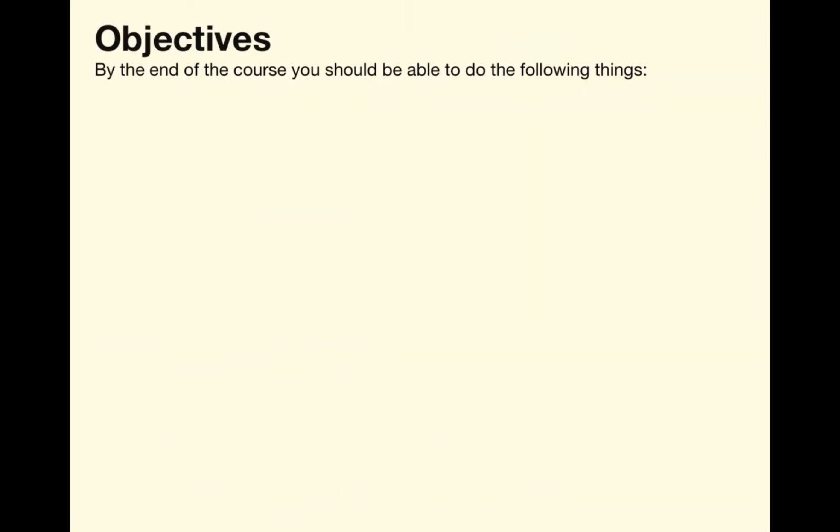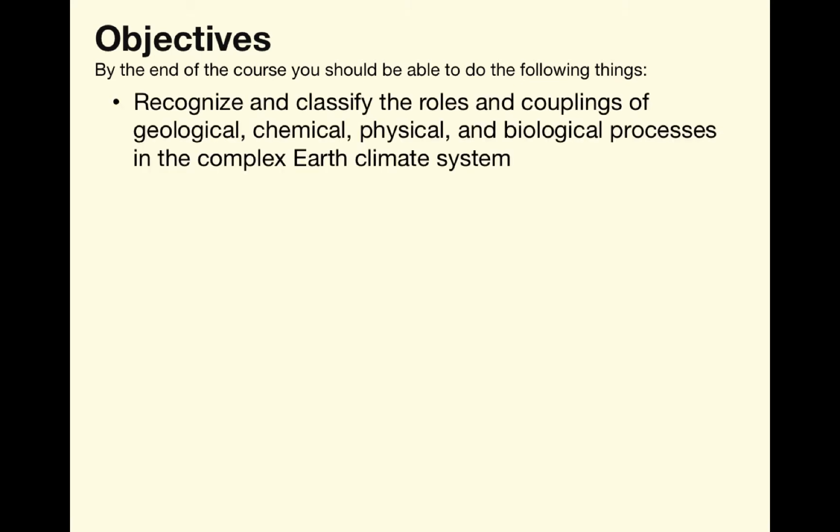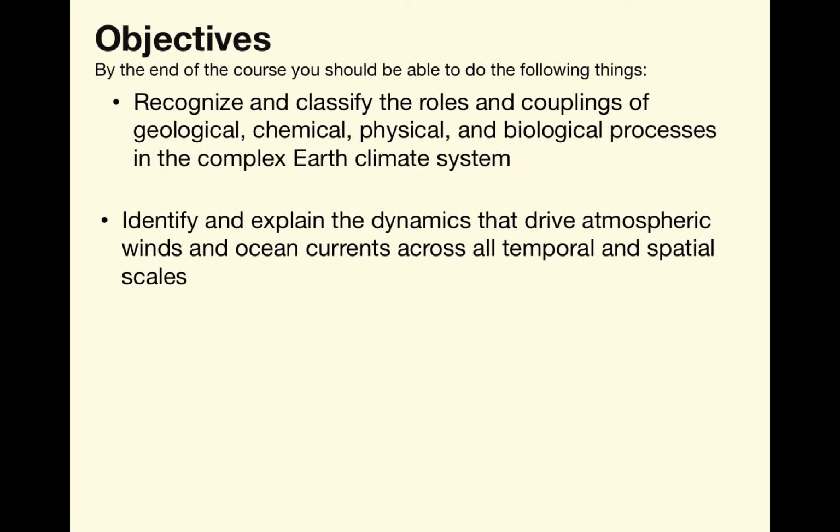So, more pointed objectives. By the end of this course, you should be able to do the following things. Recognize and classify the roles and couplings of geological, chemical, physical, and biological processes in the complex Earth system. We'll identify and explain the dynamics that drive atmospheric winds and ocean currents across all temporal and spatial scales. So we'll look at different scales of motion, what's important at which levels, etc.